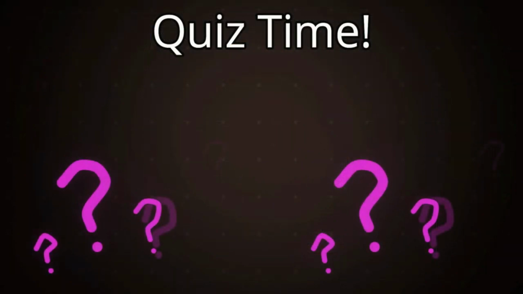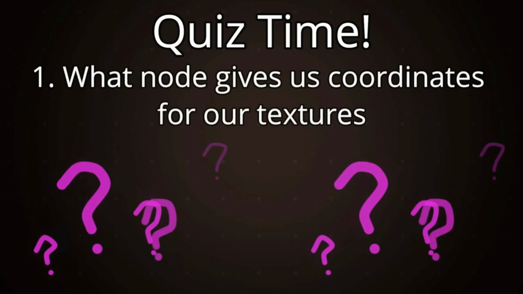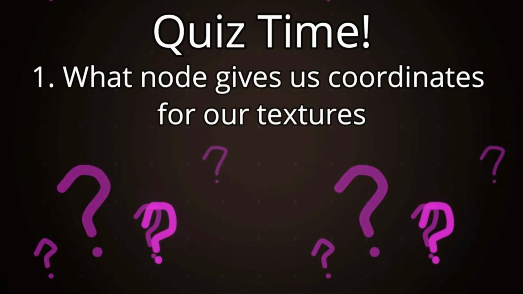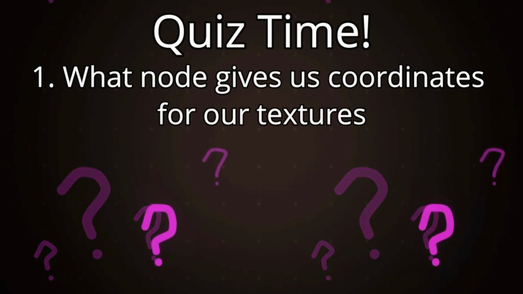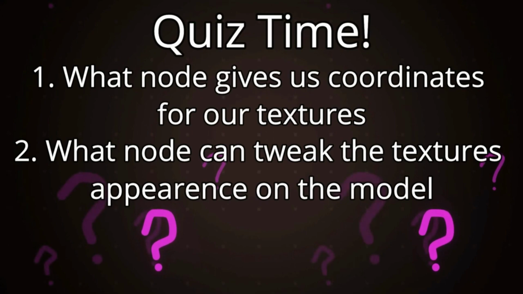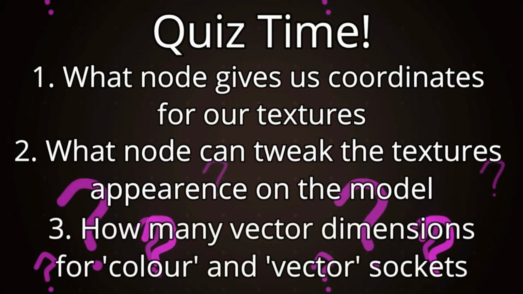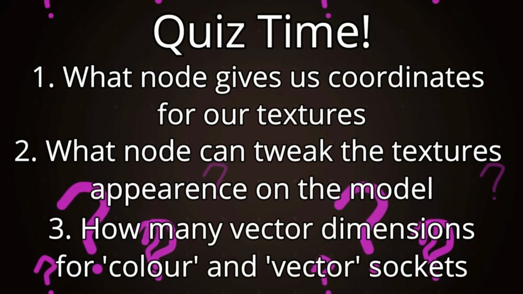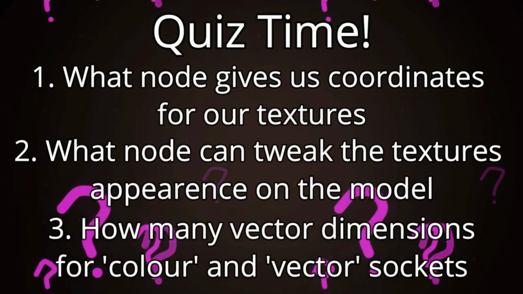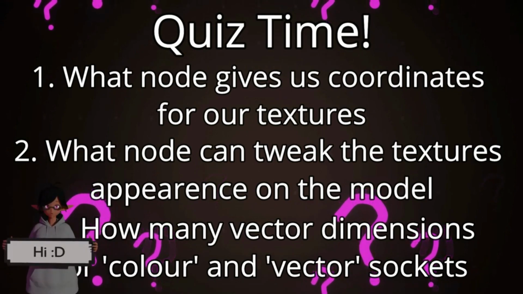So well done for completing this tutorial, since it is quite an intimidating one. Number 1. What node gives us a coordinate which allows us to determine how the texture is spread out on the object? Number 2. What vector node allows us to further tweak the texture's appearance on the object in an easy way? Number 3. How many dimensions does the vector socket and color socket have respectively? I'll be going over the answers in 15 seconds. Feel free to comment your answers down below and I'll mark them.